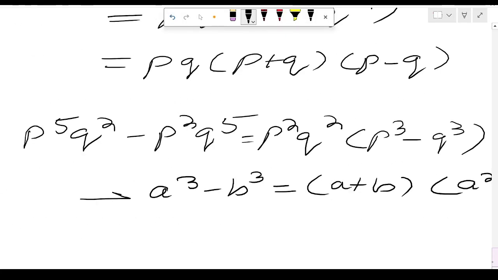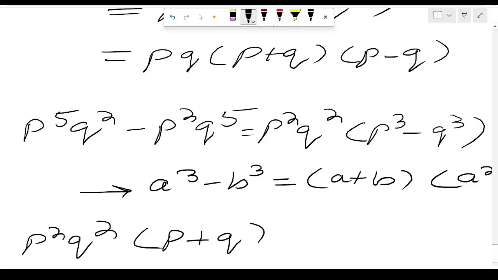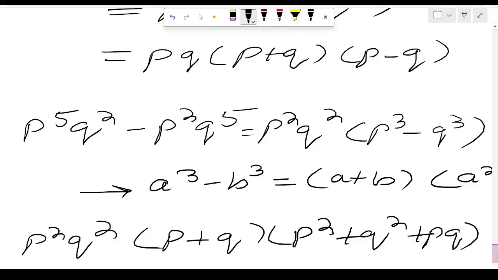And now what do we need to do next? We will place the values in this formula. So I can just write p square q square bracket p, instead of p cube and subtracted from q cube, I will simplify it and write p plus q and p square plus q square plus pq. Now this is our second.